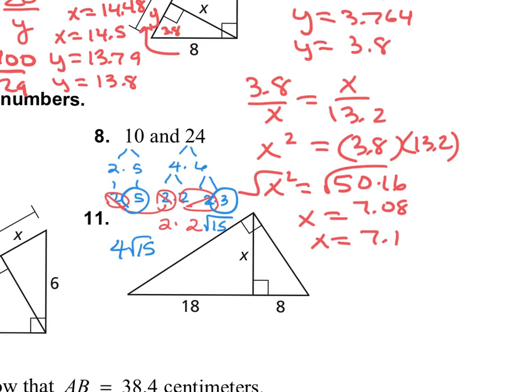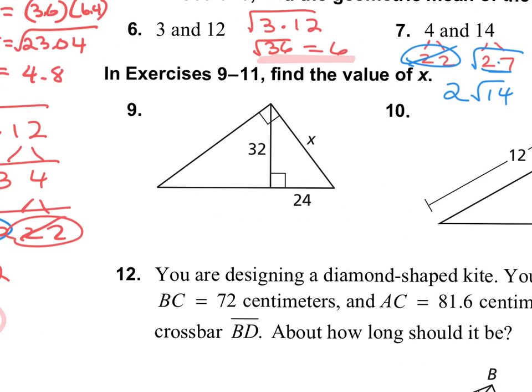For number 9, this is where we're going to use those proportions. Now this one's easier. I could actually just do Pythagorean theorem here, because notice you've got a little right triangle here. So I'm just going to do Pythagorean theorem. 24 squared plus 32 squared equals x squared.